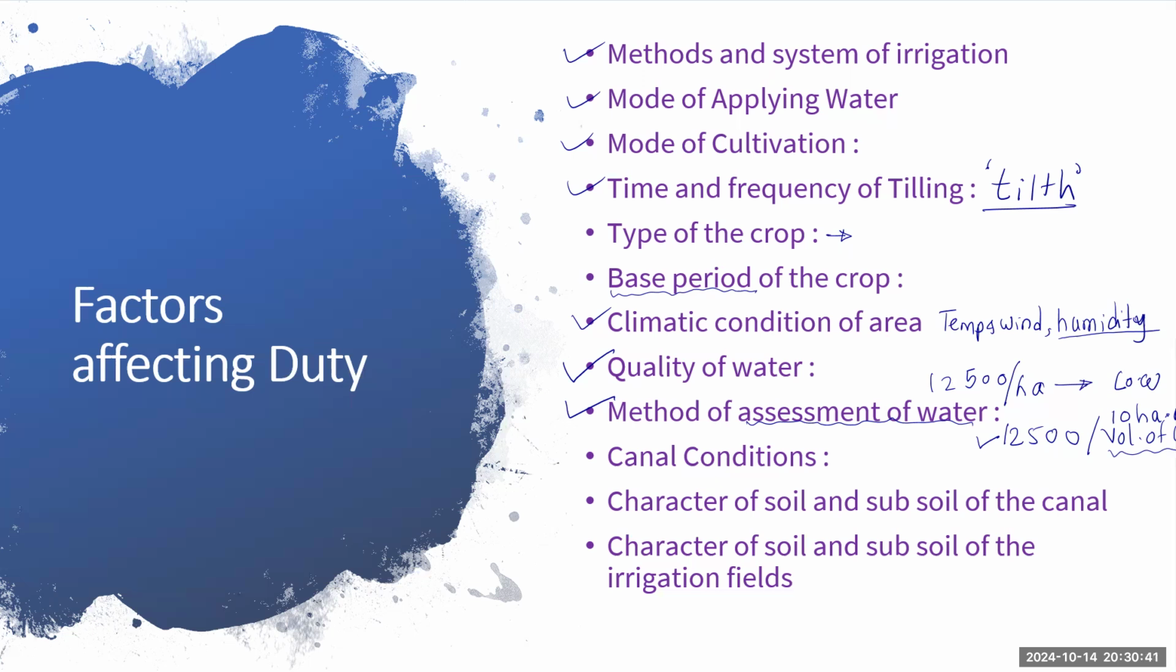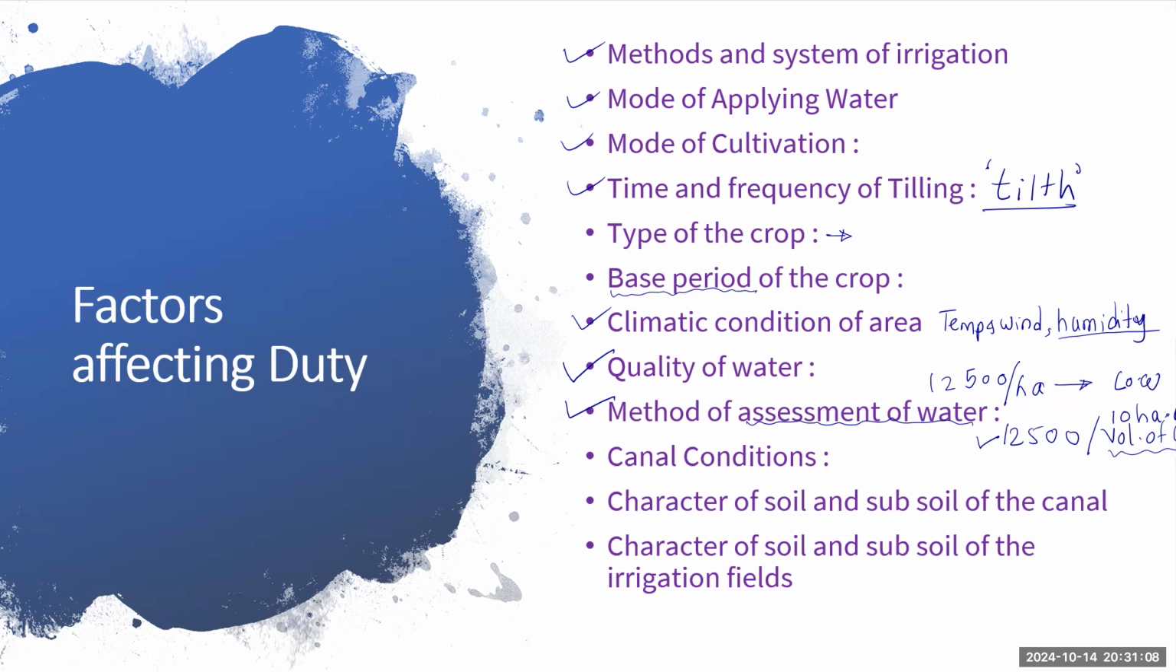Opposite to that, if the volumetric assessment method is used, where the farmers are charged based on how much volume of water is used, then the duty is higher, because farmers know that the charges are as per the volume of water used. So they will try to use the optimum water, and that's why duty will be high.